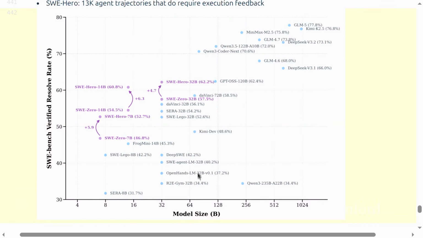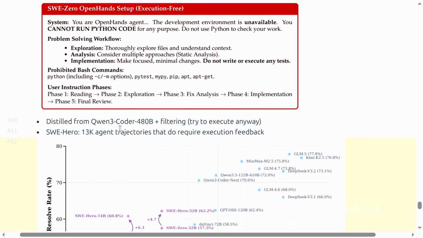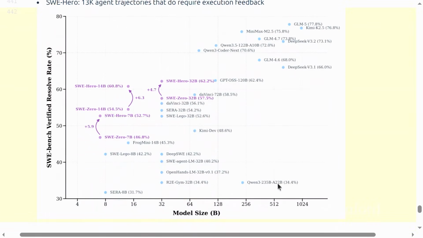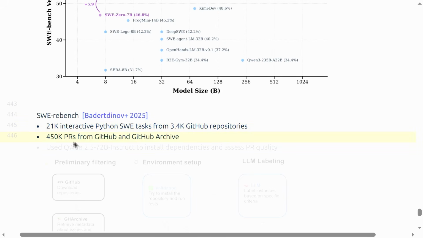They also had 13K agent trajectories that do require execution feedback. They trained models where they first fine-tune on the execution-free examples and then fine-tune again on the execution-based examples. I guess the frontier is still pretty high up, but they were able to make some progress here.